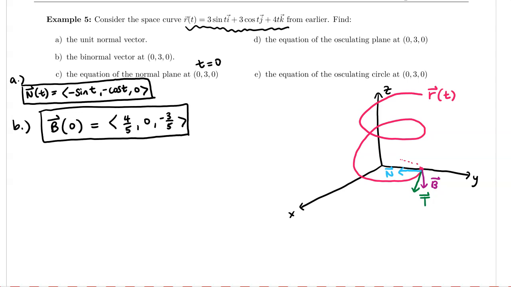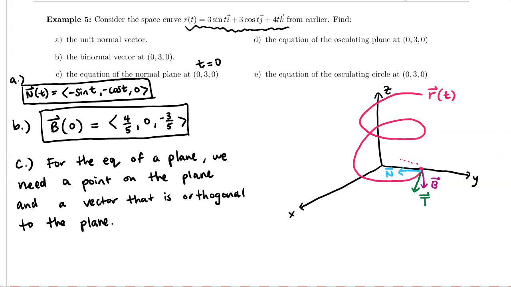So we've previously learned in the section on lines and planes how to construct the equation of a plane. So let's go there next. Let's remind ourselves, for the equation of a plane, we need a point on the plane and a vector that is orthogonal to the plane. So looking at the picture on the right, we can see that a vector that would be orthogonal to this plane would be capital T of 0, and we calculated that earlier, and that was (3/5, 0, 4/5).